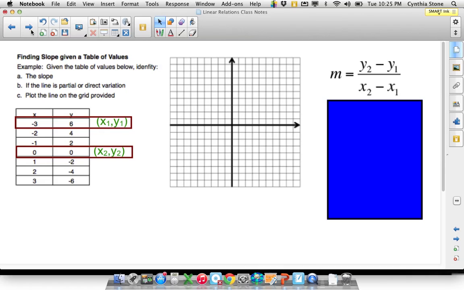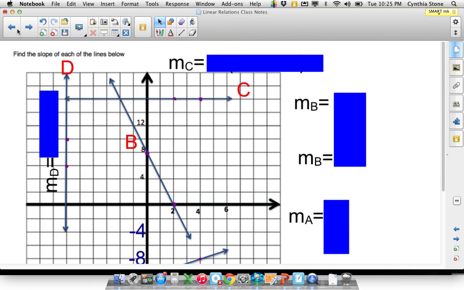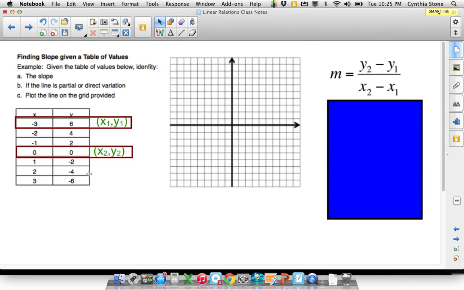If we want to jump to this example, I'll come back to this one, okay? But let's jump to this example. Here I've got a grid, and it gives us a table of values. It asks us to find the slope, identify if the line is partial or direct variation, and graph it.